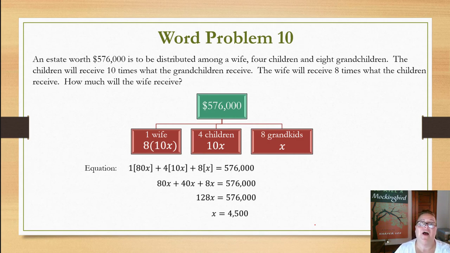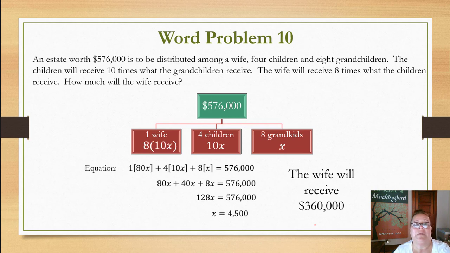All right. So I know my X value, which is what the grandchildren get, is $4,500. The wife gets 80 times that. So the wife will receive 80 times 4,500, or $360,000. That's a nice inheritance for the wife.